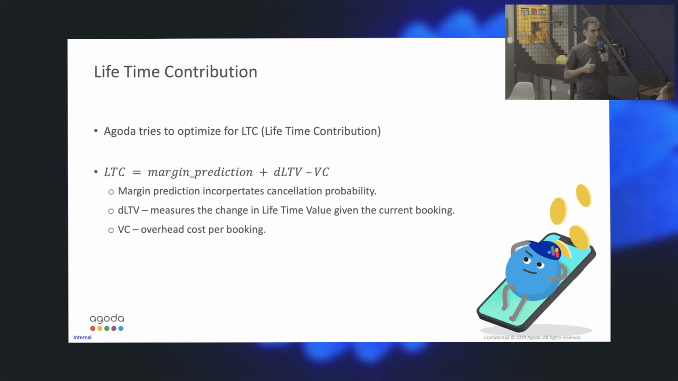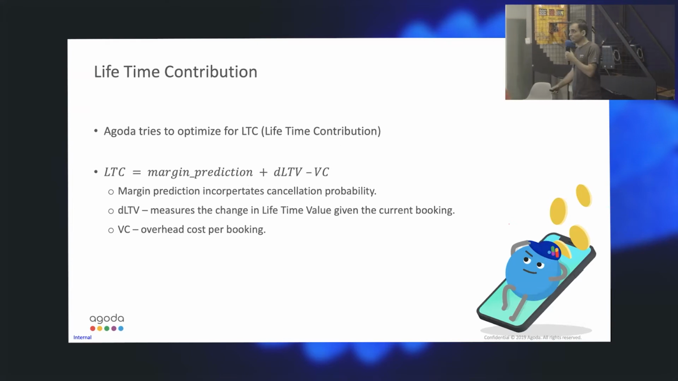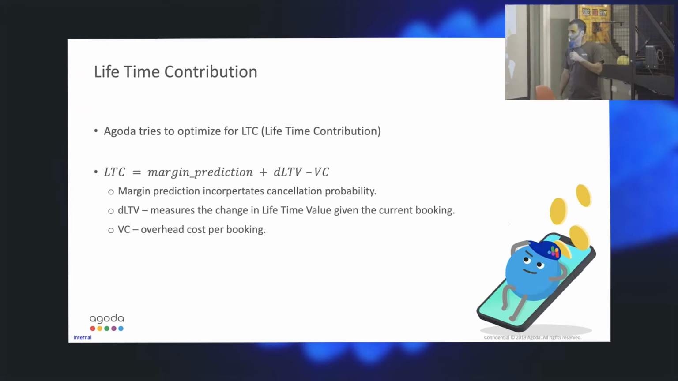These are the challenges. I would just like to add a new term, the second one after NHA. This is how Agoda defines value. That's the definition of money in Agoda. It's called LTC, or lifetime contribution. Basically, there are three main components. The margin prediction, which is the revenue that you get.